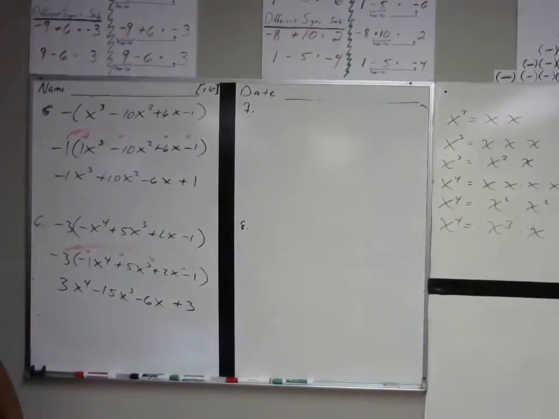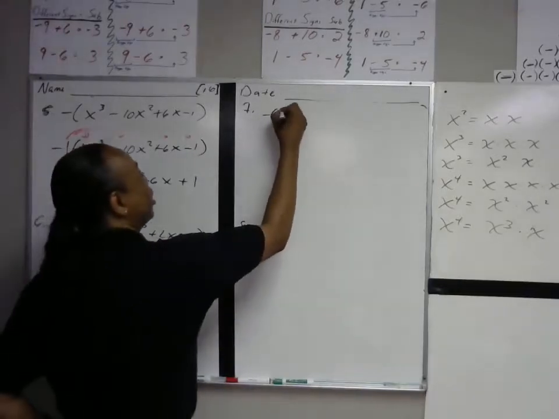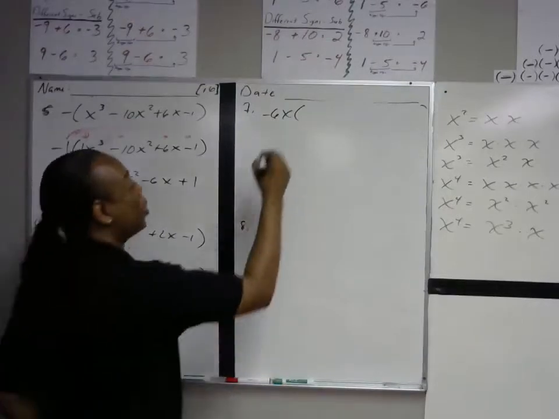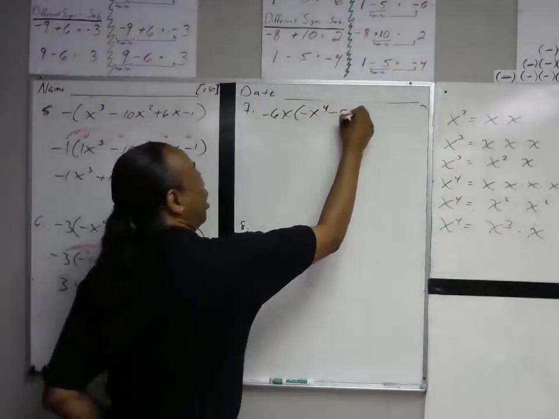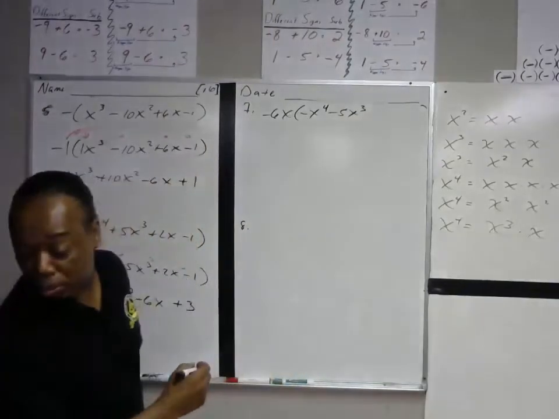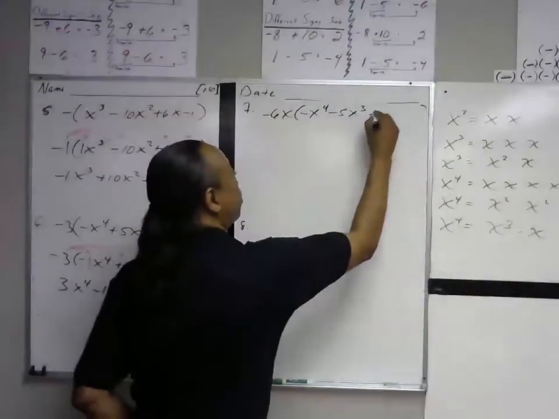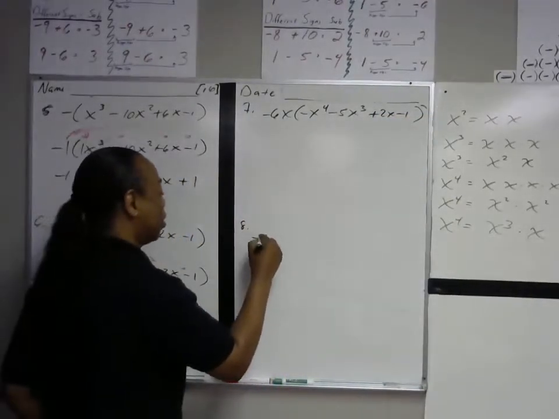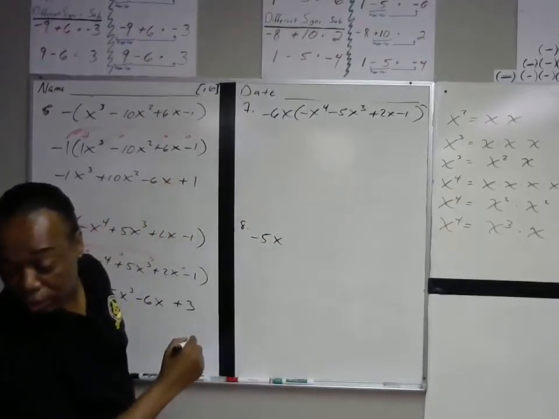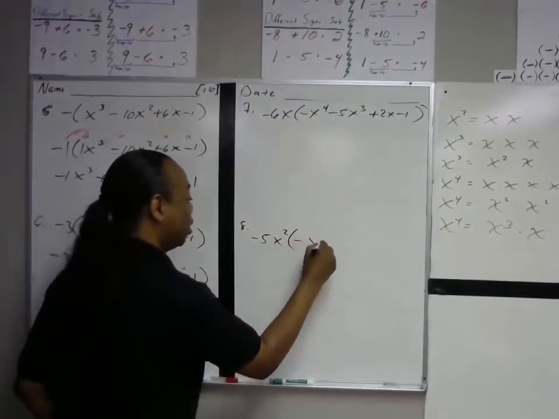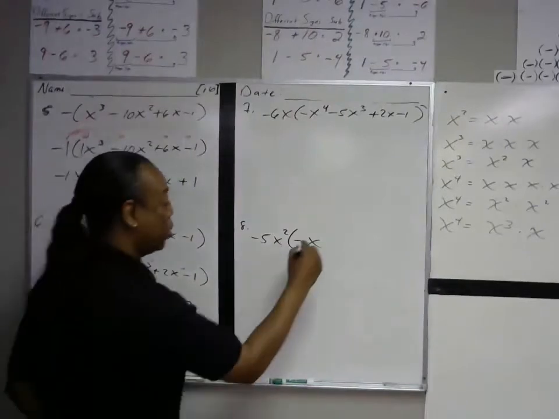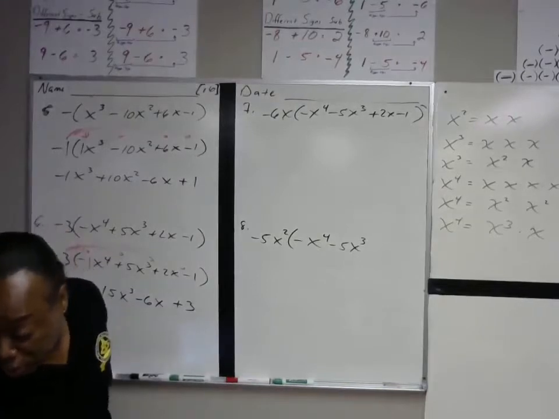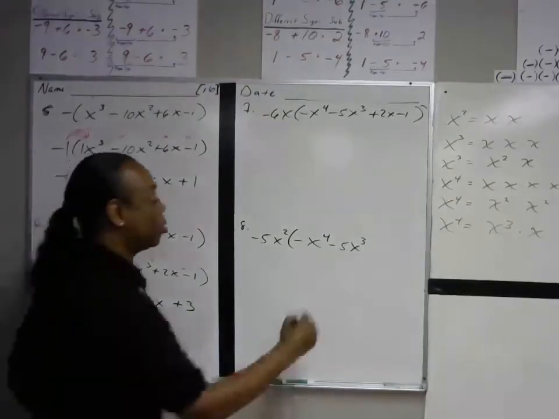Next, -6x times, let's see, -x to the fourth minus 5x to the third, and plus 2x minus 1. And then on number 8, we have a -5x to the second power and a -x here. And that's the fourth minus 5x to the third power. I think that's third power. Yeah, then it's plus 2x minus 1.